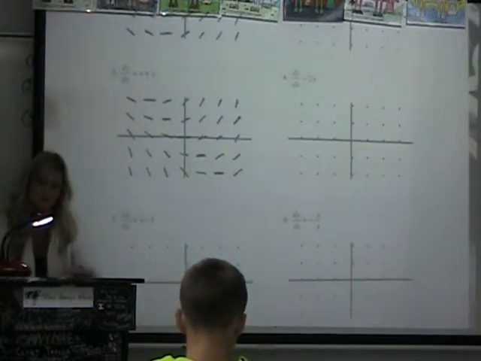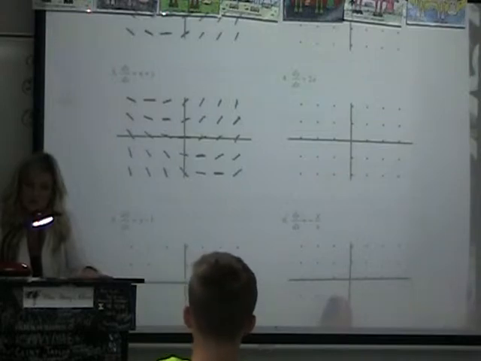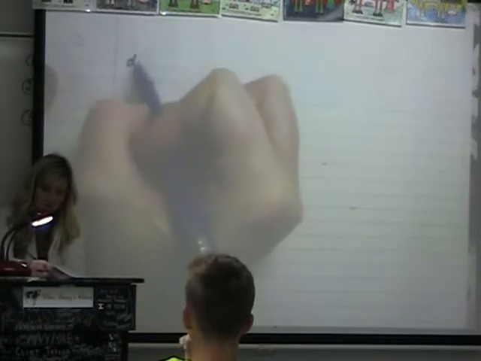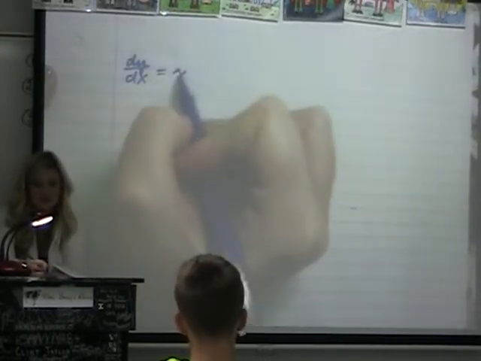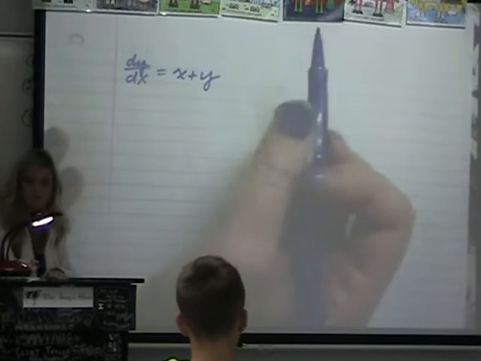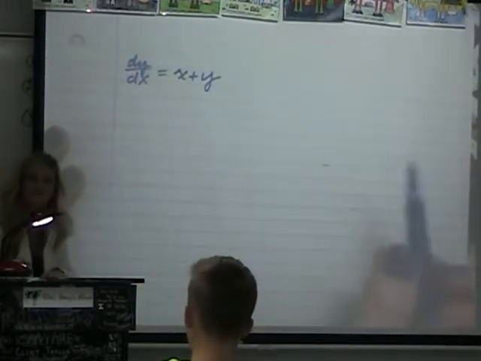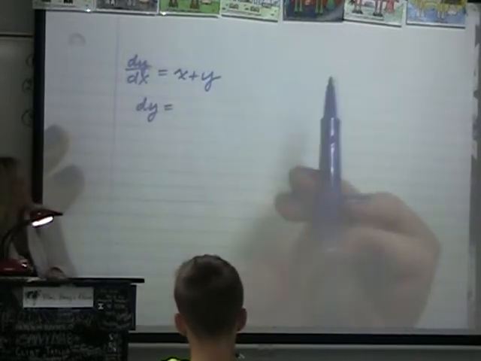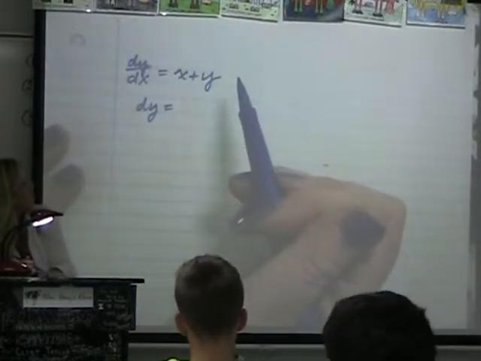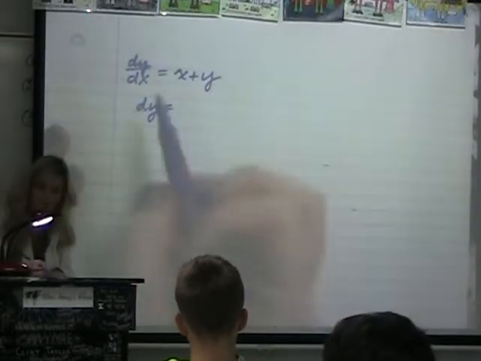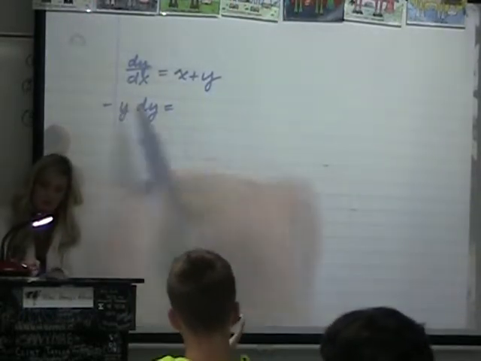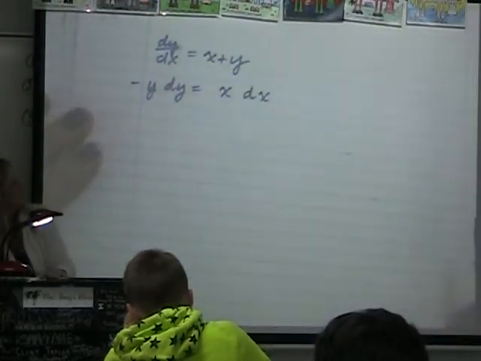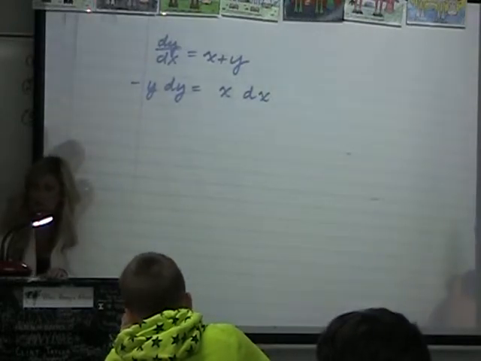So we have, to do this on another sheet of paper so I have enough room. We start off with dy by dx equals x plus y, and I want to find the original function. Good. First thing you want to do is separate your variables. So we can move our negative y over here and multiply our dx to the other side, and then integrate both sides.